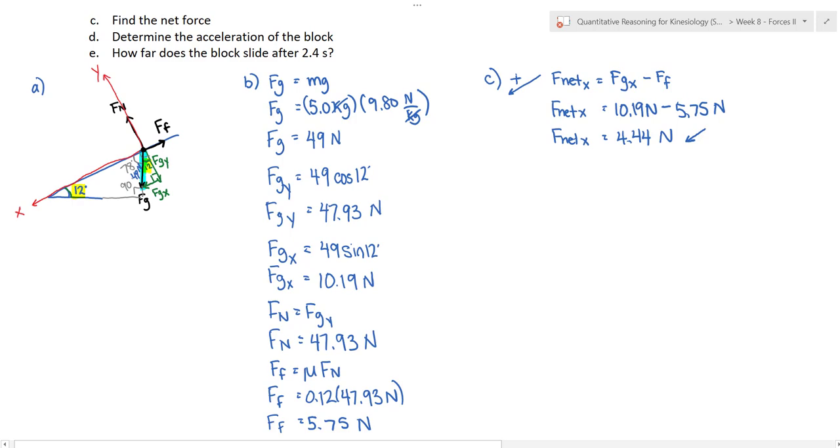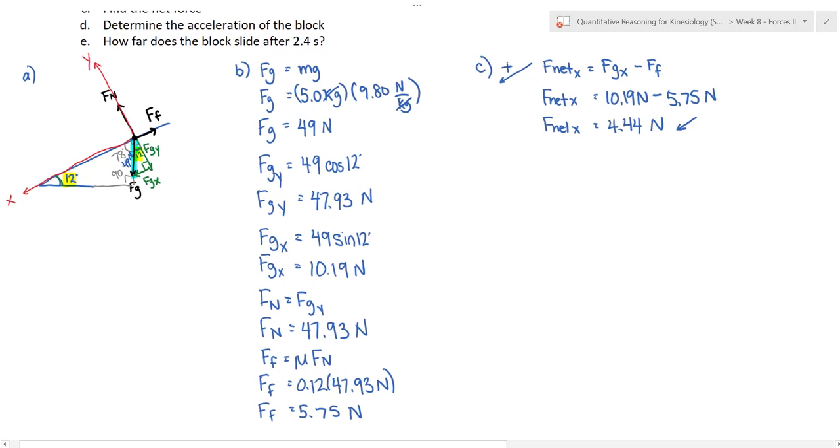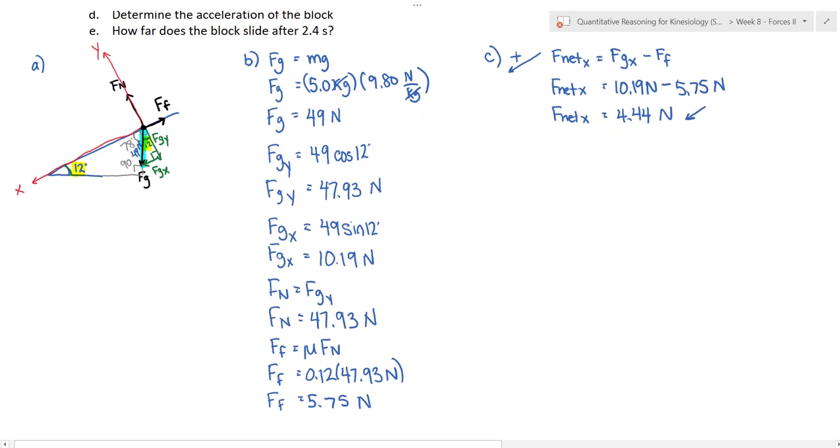Remember that force is a vector, so we have to say which direction it's going. I could just do the arrow if I want, like I did here, or in brackets I could say down the ramp. Okay, whatever you prefer. Part D, determine the acceleration of the block. So I'm going to do that right here, part D. So remember F net, using Newton's second law, F net equals ma. If I'm solving for a, I'm just going to divide both sides by mass, and I get a is equal to F net divided by mass. So my a is F net, which was 4.44 newtons, divided by my mass, and my mass was 5 kilograms.